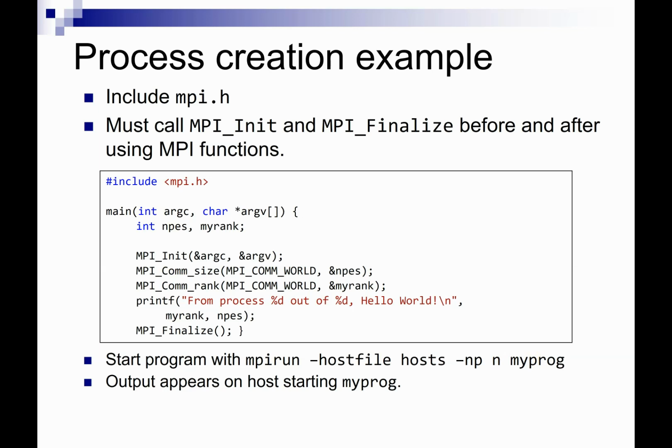And then when you run this, on the host that you run this command from, you're going to see these messages being printed out: from process something out of something, hello world. The total number of messages you see is just how many processes you started. So if you start 8 processes, you're going to see 8 of these messages. They're basically going to say, from process 0 out of 8, hello world, from process 1 out of 8, hello world, and so on.